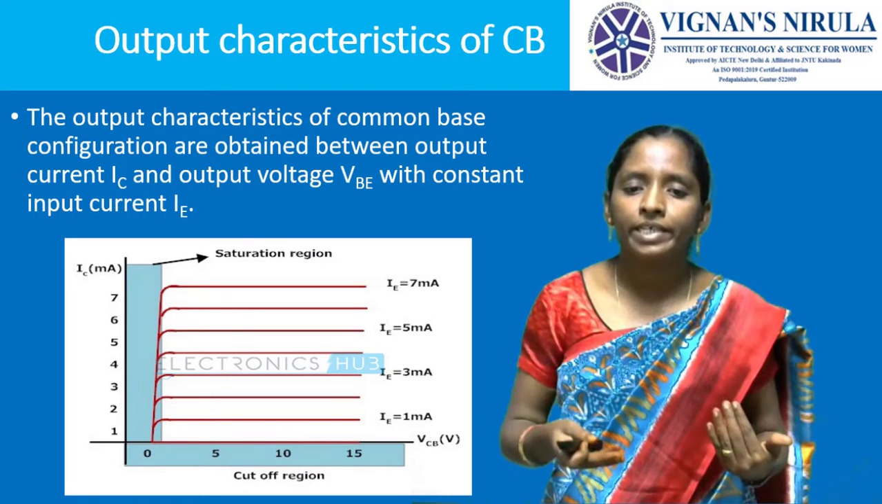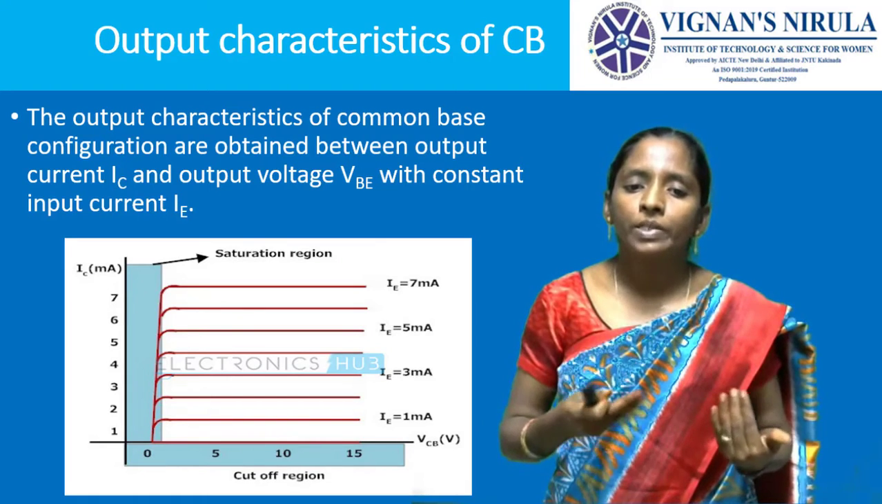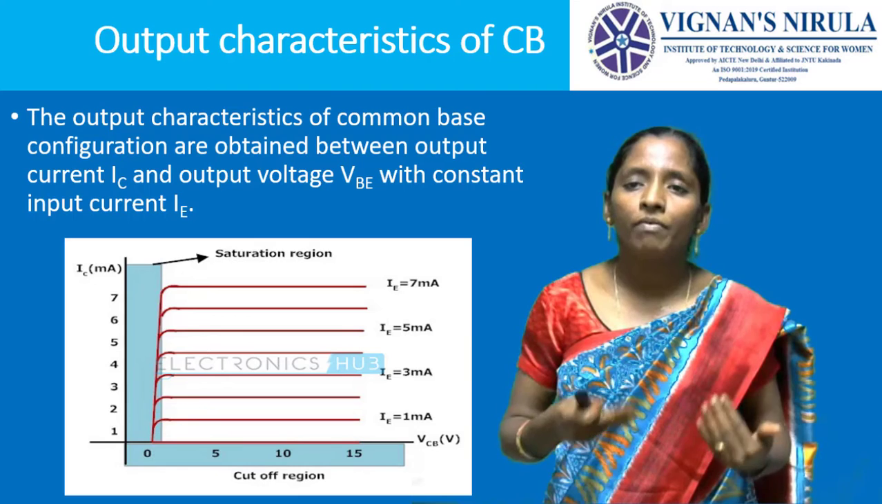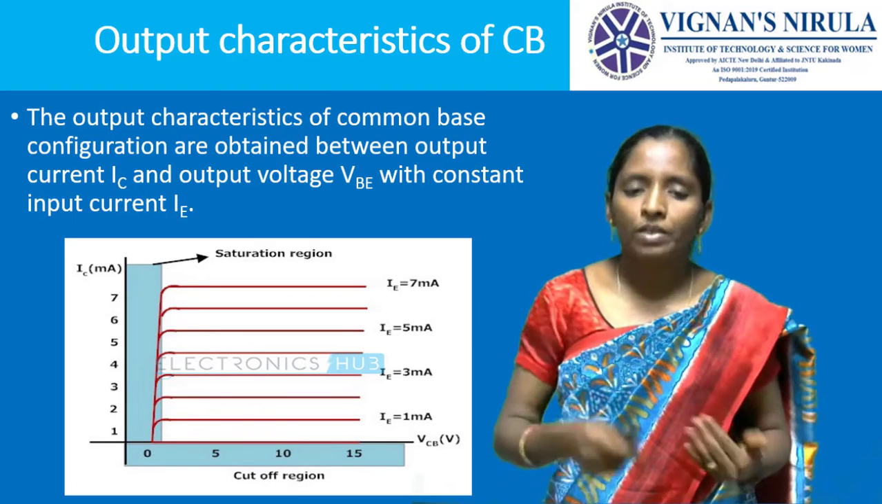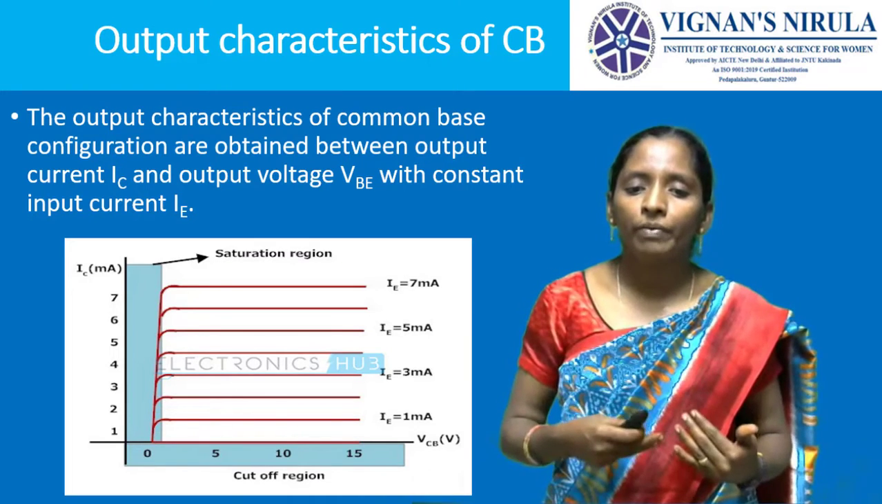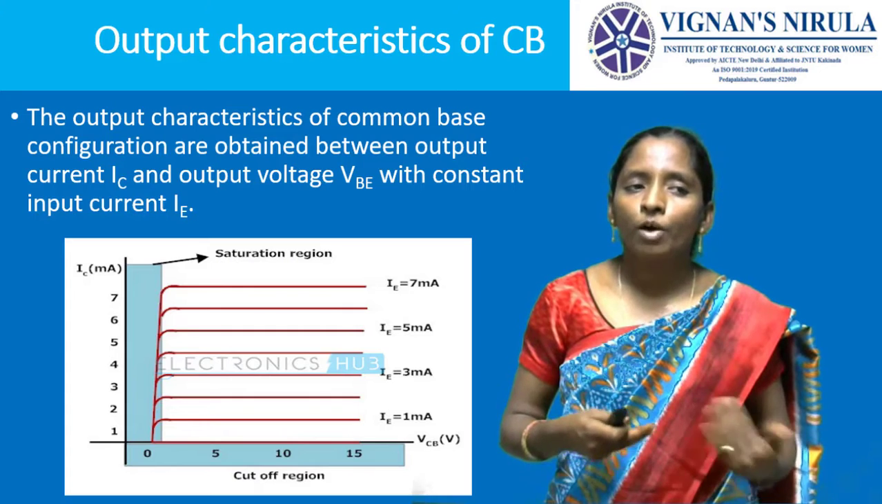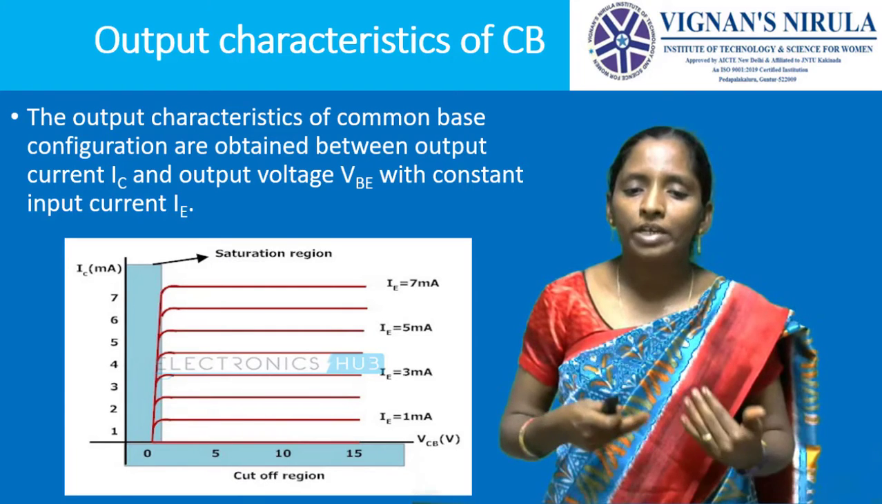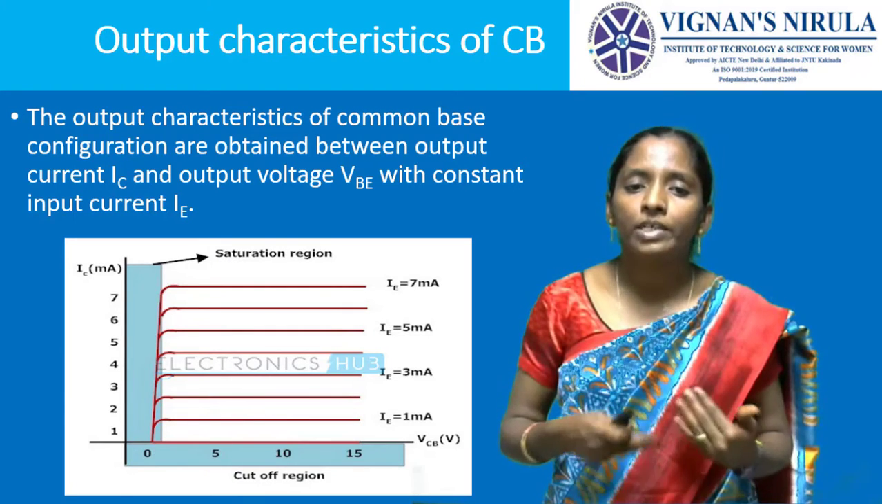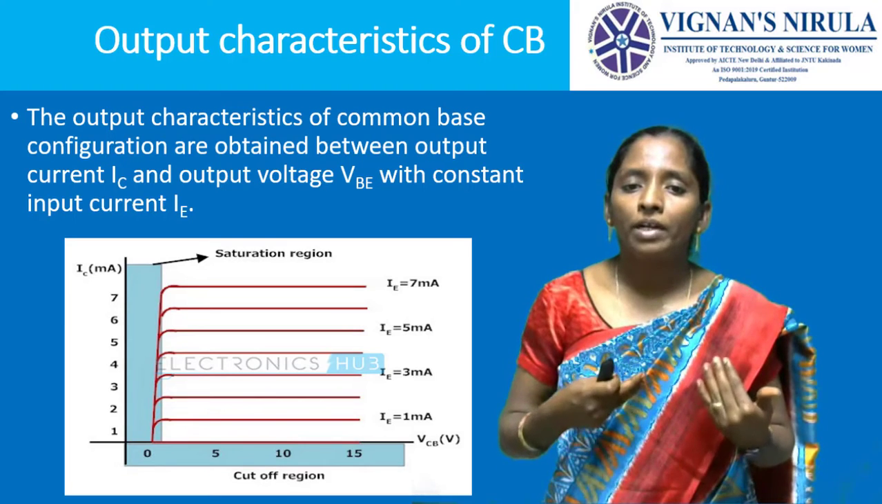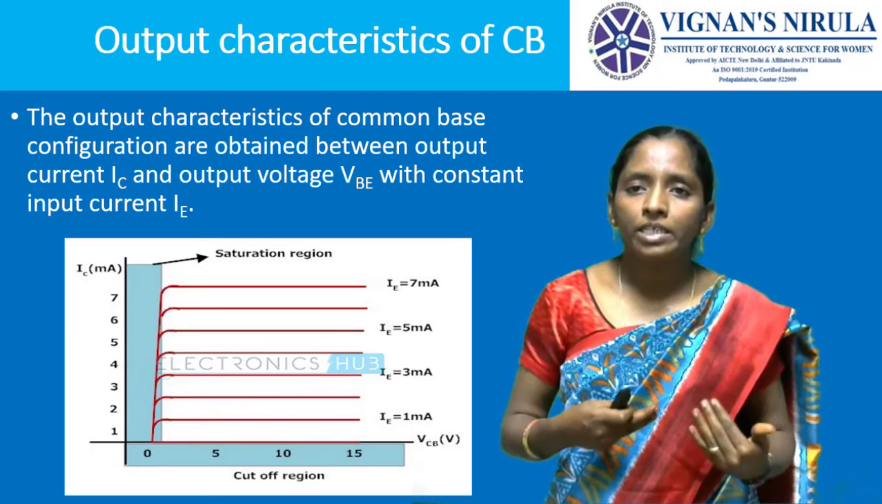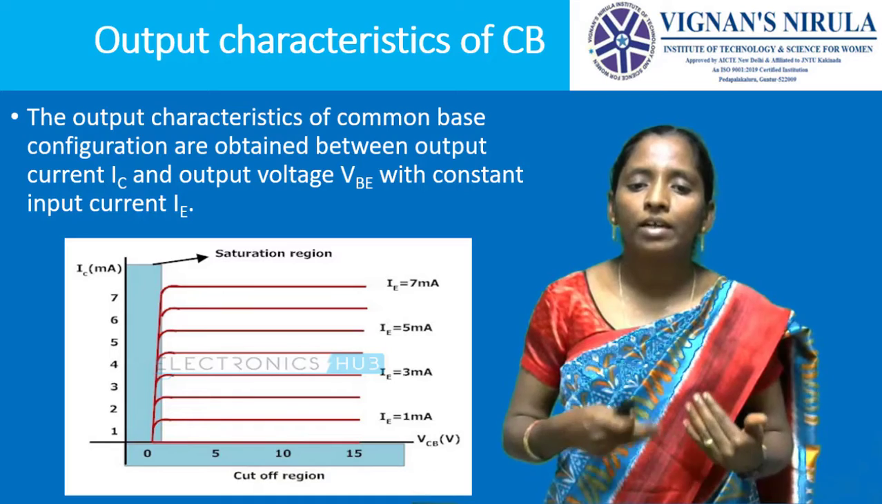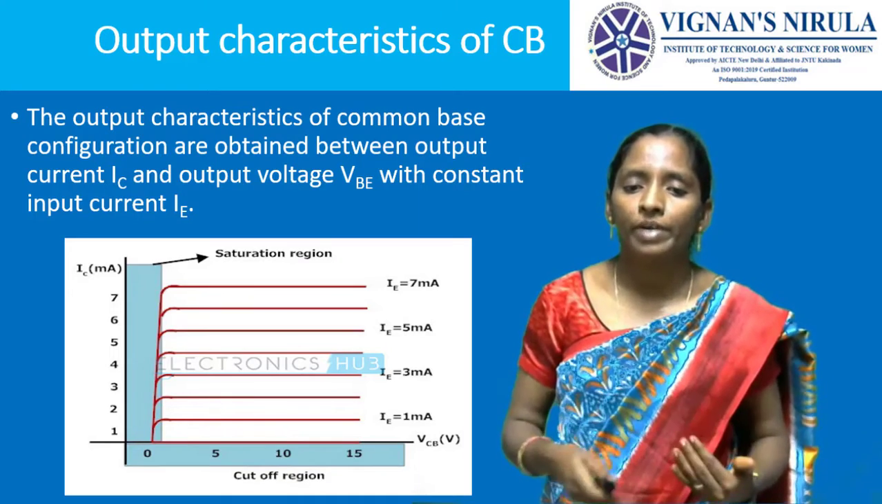If IE increases, IC also increases. That's why we are getting a flat curve. So we draw the plot between output voltage and output current, keeping the input current constant. That's why we say the transistor is a current controlled device.